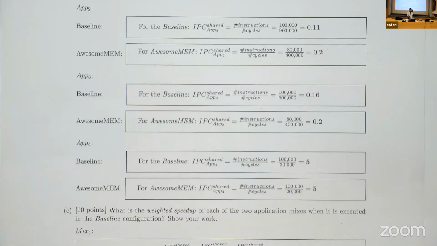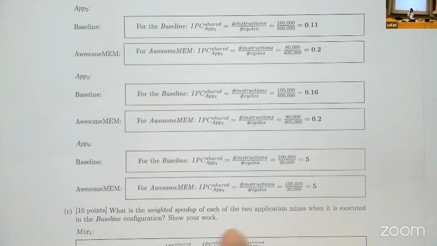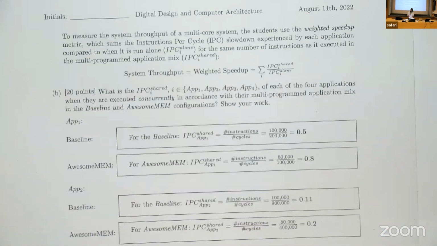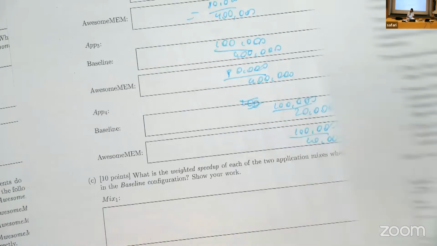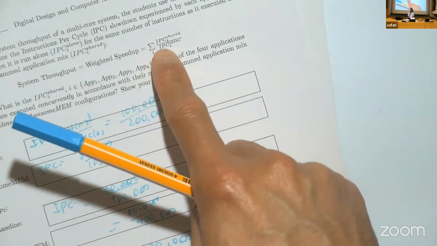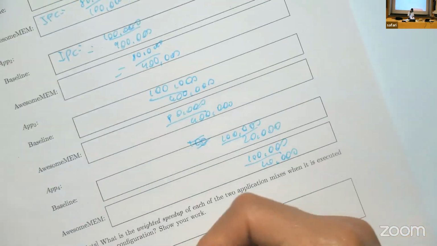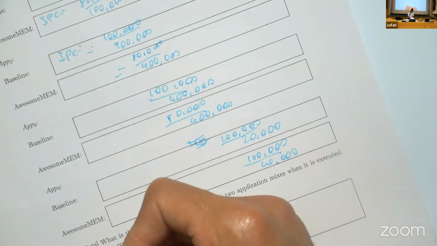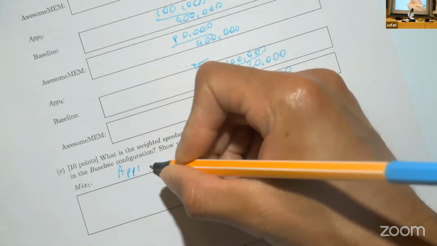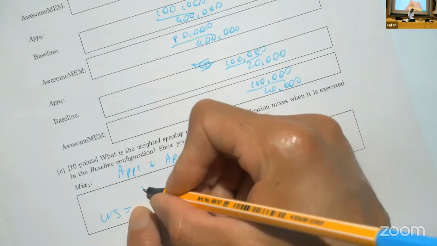So then it asks you to calculate the weighted speedup for each one of the 2 application mixes when running the baseline configuration. So if you look at the equation here, let me remove this. For weighted speedup, you need to divide the IPC when running in a shared environment by the IPC when running alone. So this is going to be, for mix 1, application 1 and application 2.